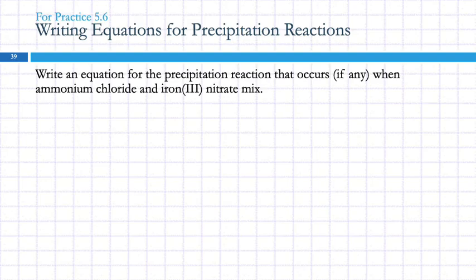Write an equation for the precipitation reaction that occurs, if any, when ammonium chloride and iron 3 nitrate mix. So what we're going to do is start out by writing the formulas for the reactants. These are ionic compounds, and so we need the formulas for the ions. So the first compound is ammonium chloride. Ammonium is a polyatomic cation, and we just need to memorize that it is NH4+.